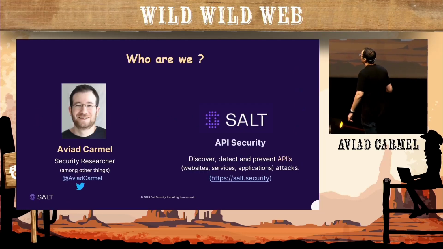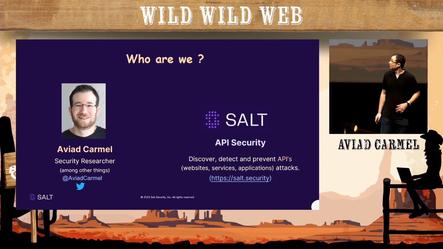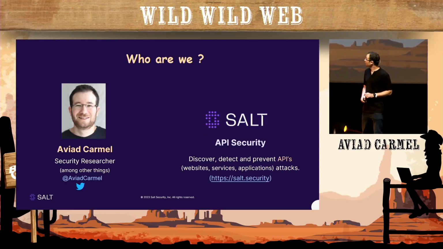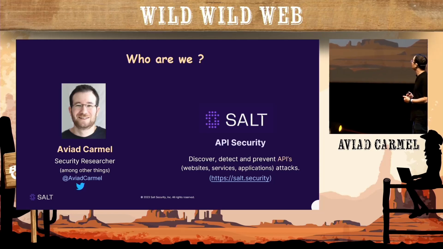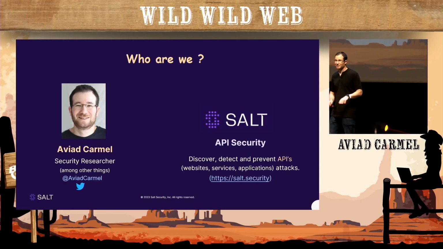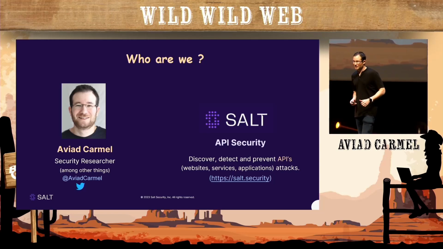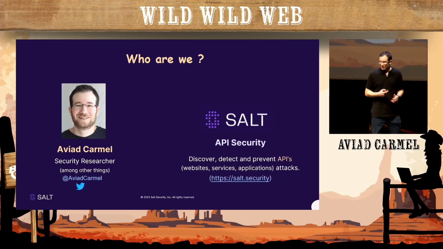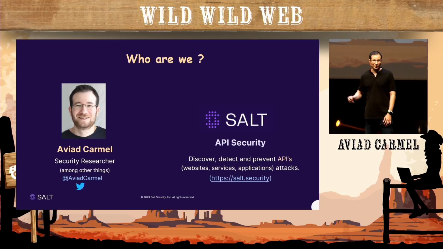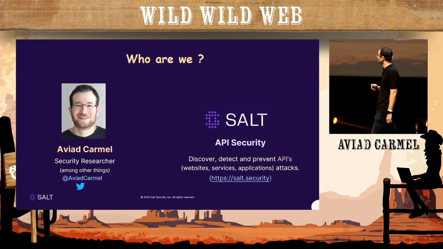So, first of all, about me. I'm Aviad Carmel, a security researcher, and I work at Salt Security. It's an API security company. We discover, detect, and prevent API attacks. APIs are everywhere: websites, services, applications. So if you want to read more, you can visit the website salt.security.